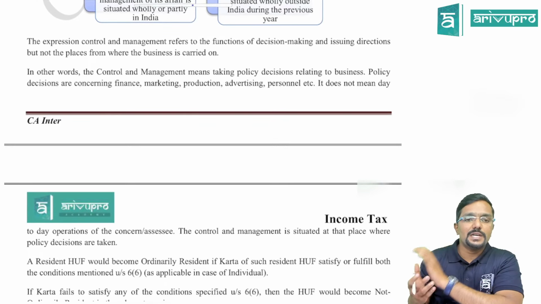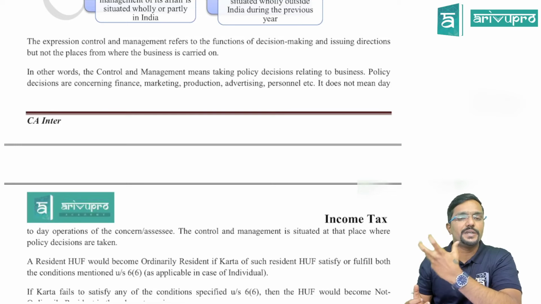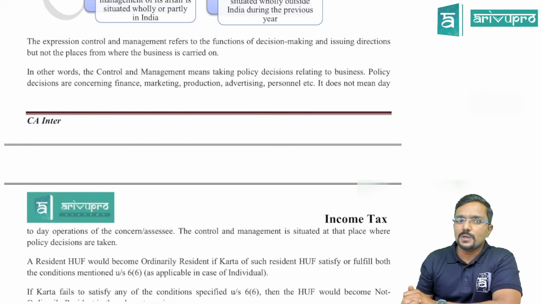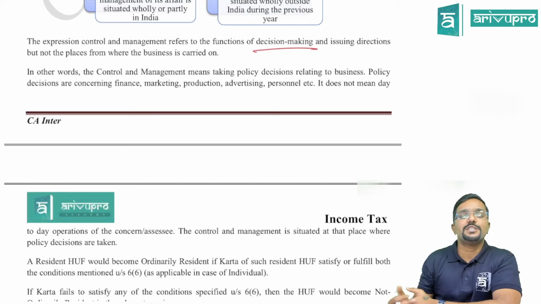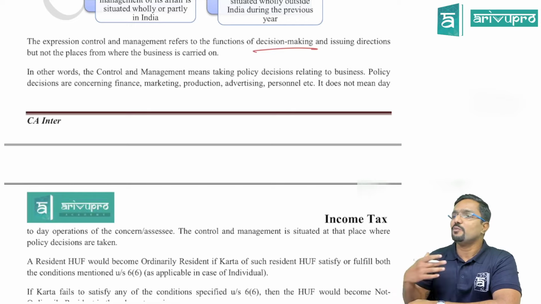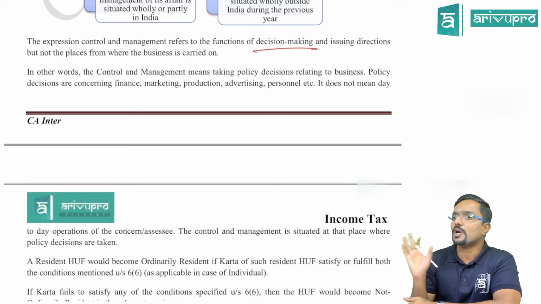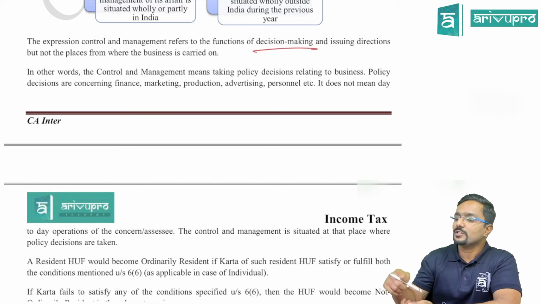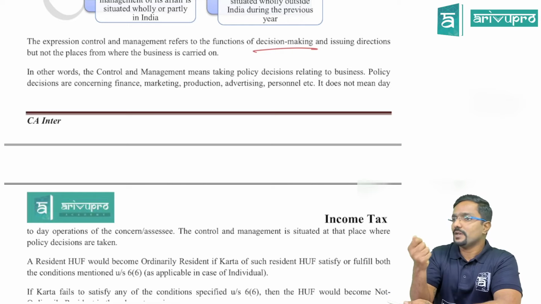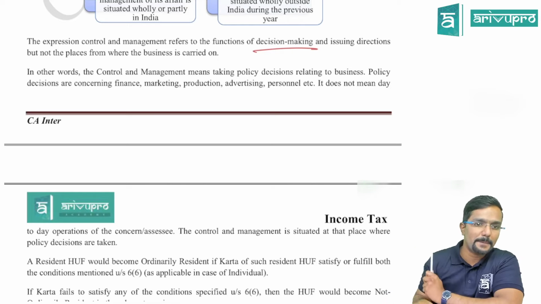The expression control and management, what is control and management? Because that is the key term here to decide. The expression control and management refers to functions of decision making and issuing directions, but not the place from where the business is carried on. You might be carrying on the business anywhere. You might be carrying on the operations anywhere. We are not talking about it. Where decisions are made. So control is from that place. If that place is in India, then they are said to be a resident in India.